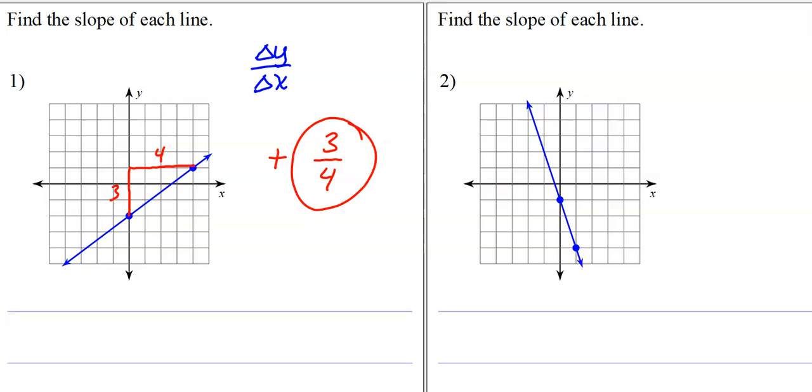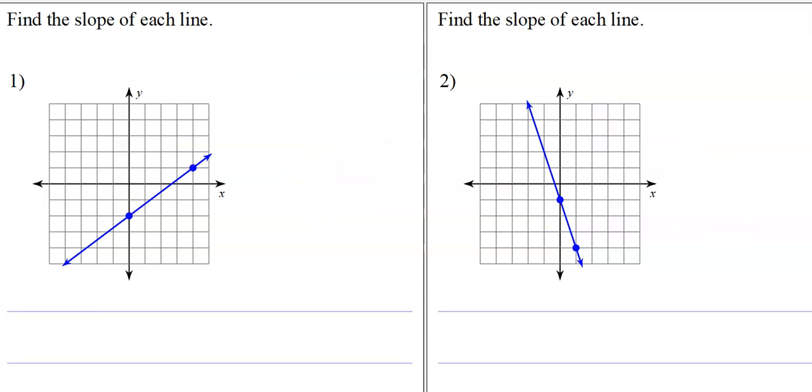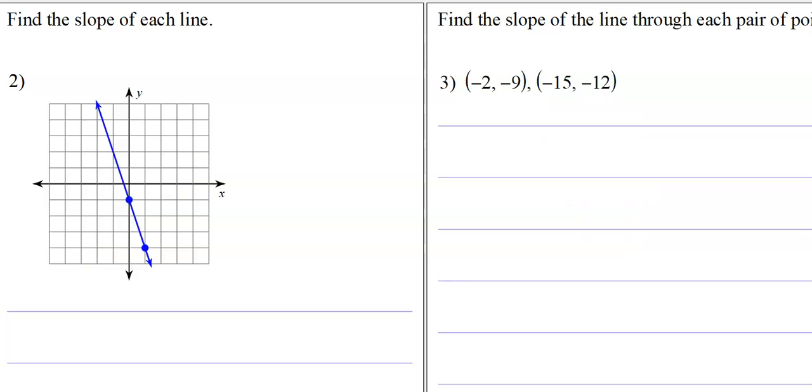Next one, slope, we're dropping from left to right. So I know it's negative. Vertical change of 3, horizontal change of 1. So negative 3 over 1, which is just negative 3. All right, moving right along.